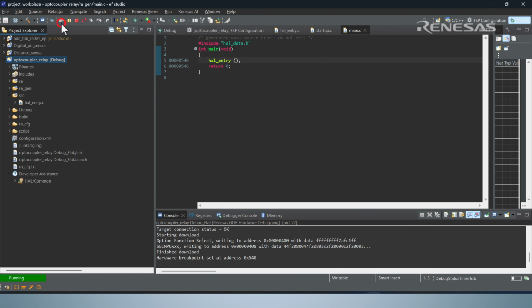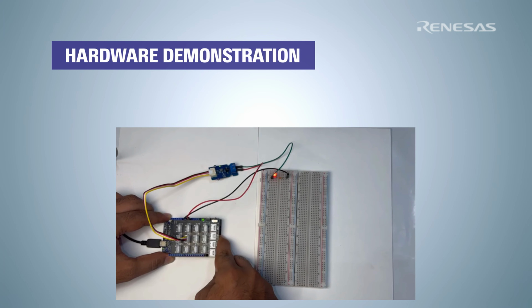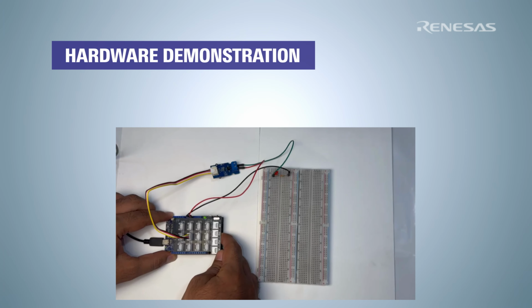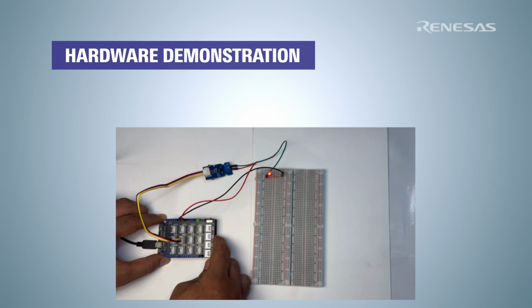In debug perspective, click on the zoom button twice. As you can observe here, when I am pressing the user switch, LED will turn on. That means a high signal has been received on relay control pin.